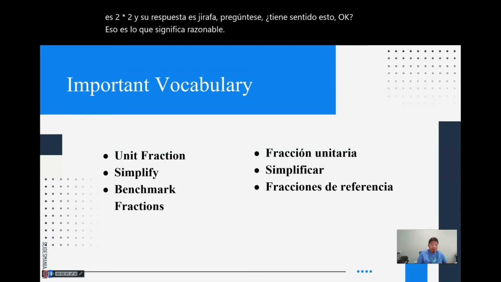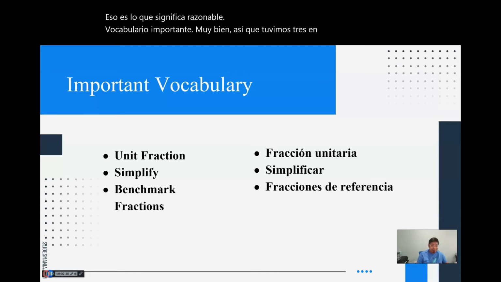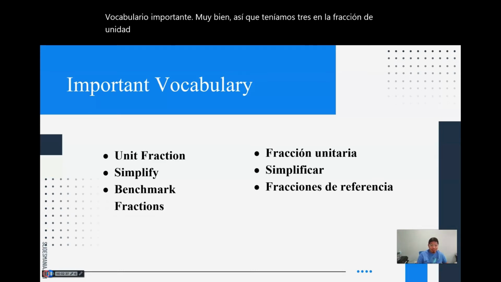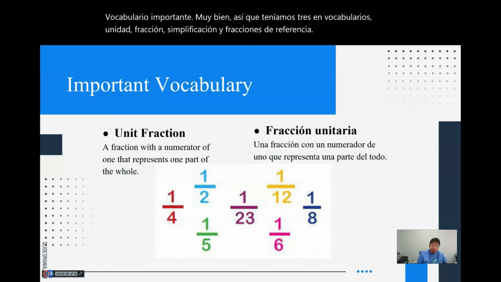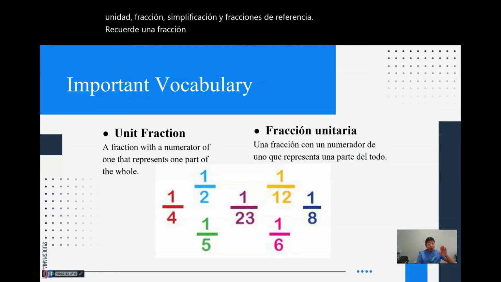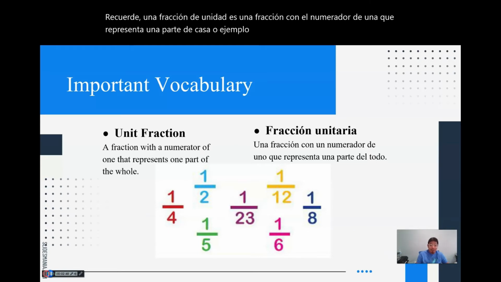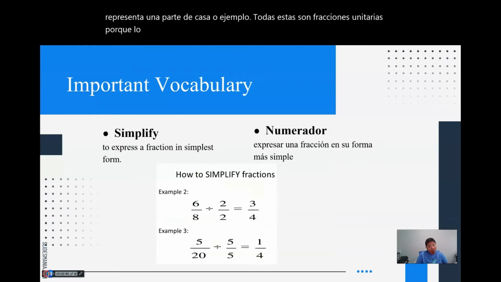Important vocabulary. Alright, so we have 3 important vocabulary words: unit fraction, simplify, and benchmark fractions. Remember, a unit fraction is a fraction with a numerator of 1 that represents 1 part of a whole. For an example, all of these are unit fractions because they have a 1 as the numerator.